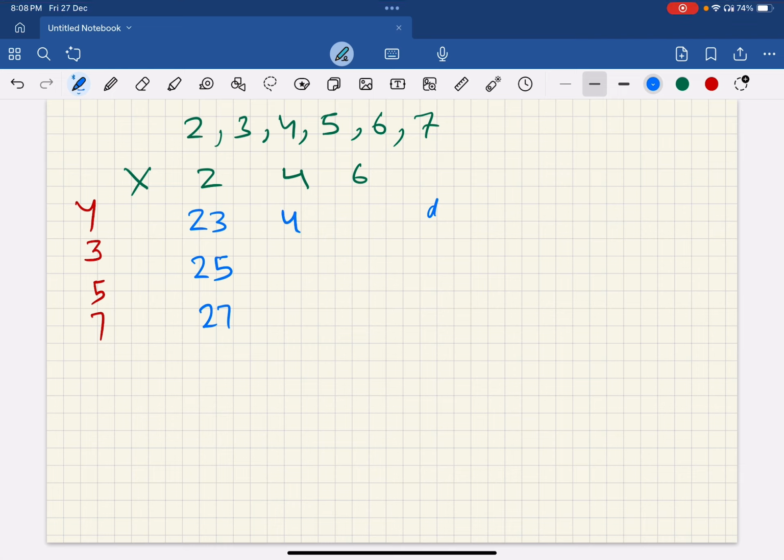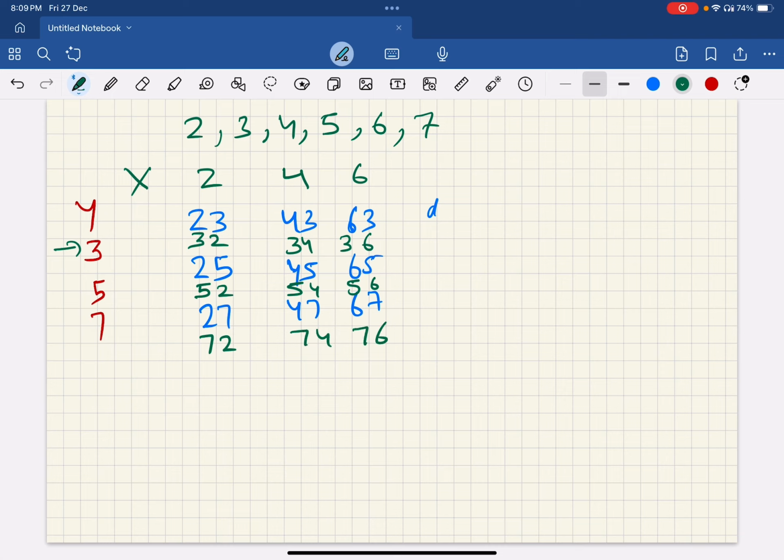Or 4, 3, 43, 45, 47. Or 63, 65, and 67. The other thing she could have done was choose the odd number as the tens digit. Then the answer she would have got would be 32, 34, 36. Here it would be 52, 54, 56. Here it would be 72, 74, 76. So how many total outcomes are there?